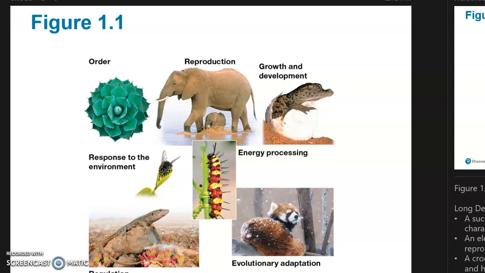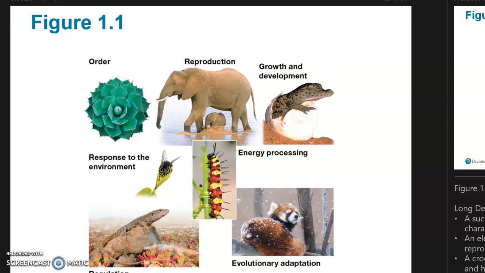And then evolutionary adaptation is one that's not always on the list that you'll see, but your book has that as a major theme, and so that's on the list too. So you have questions about this? I would like for you to have that as a takeaway, that the properties of life are order, reproduction, growth and development, response to the environment, energy processing, regulation, and evolutionary adaptation.